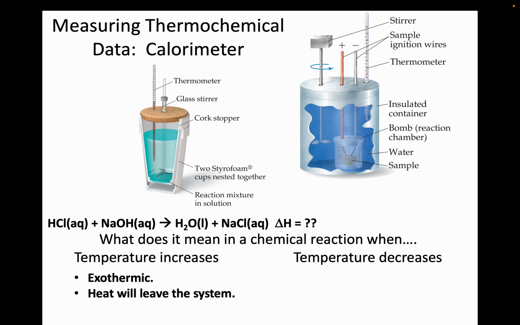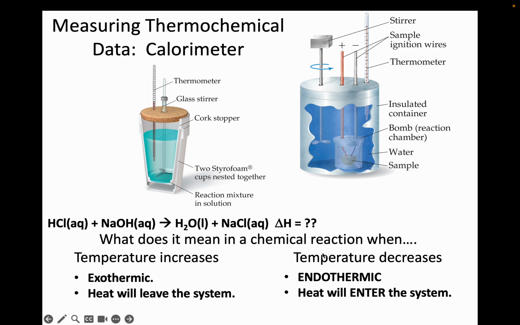What if then the opposite takes place? What if you mix the reactants together and the temperature goes down? In that case, it would be endothermic. Heat will now have to enter the system to return it to room temperature. So by looking at the thermometer, it tells us whether it's exothermic or endothermic.